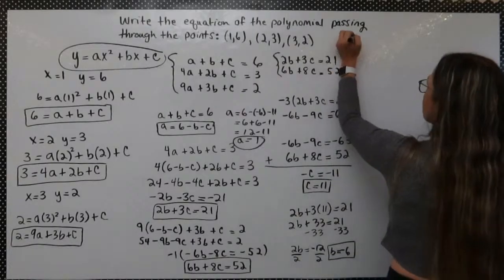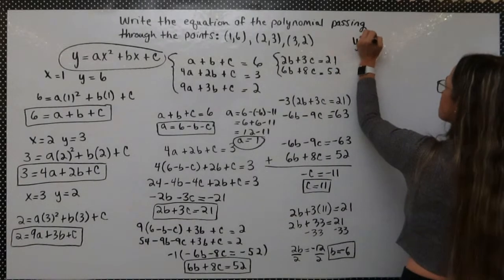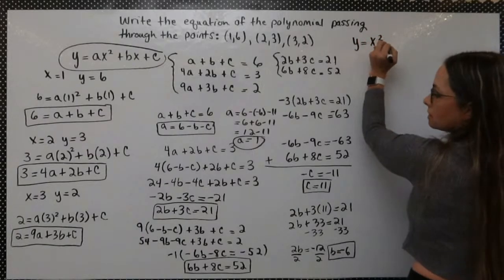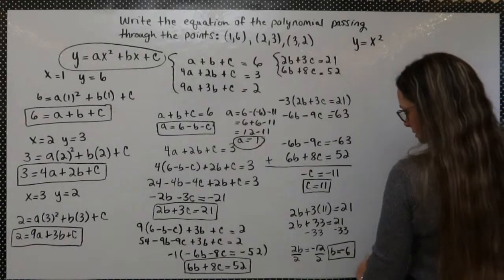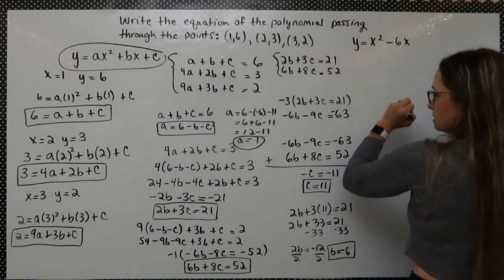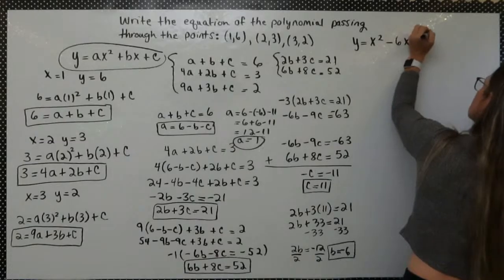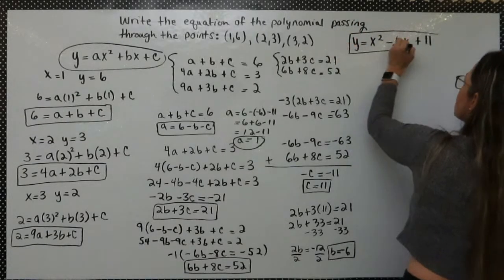So we've got y equals A, which is 1, so it's going to be x squared. B is negative 6, so it's going to be minus 6x plus C, which is 11. So here is your polynomial.